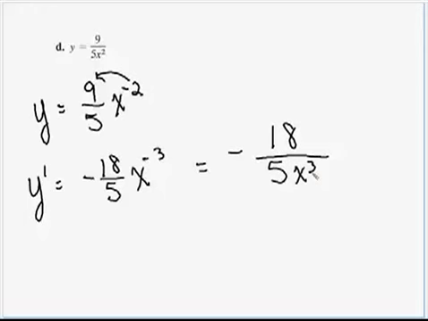Alright, that's enough for this video. Product rule and quotient rule. Next one we'll get into the trig functions and the higher order derivatives. I can't wait.